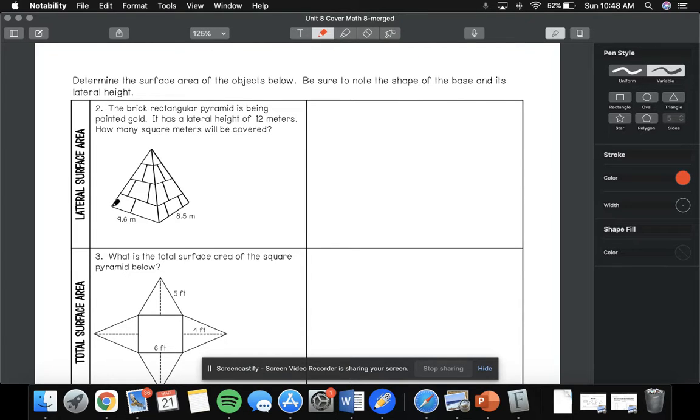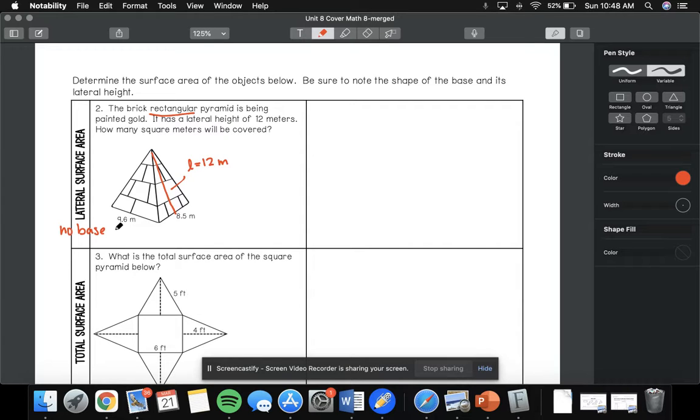Okay, so if I look, this rectangular prism, so that is the base of it, is being painted gold. It has a lateral height of 12 meters. How many square meters will be covered? Okay, again, if I'm painting something in gold, I don't need to paint the bottom of this pyramid. So that's why it says lateral height, where I'm not going to put the base into this problem.